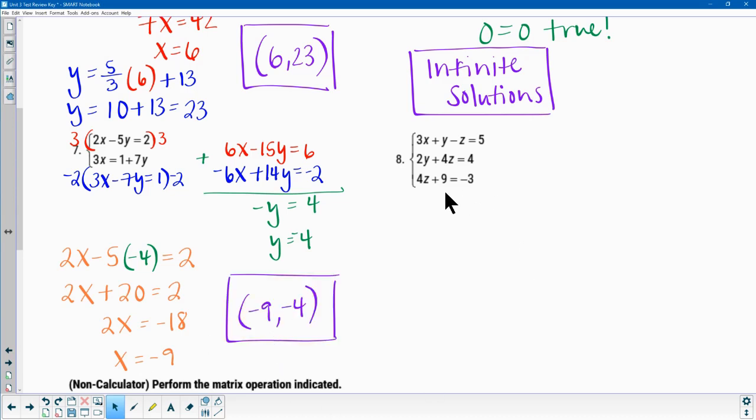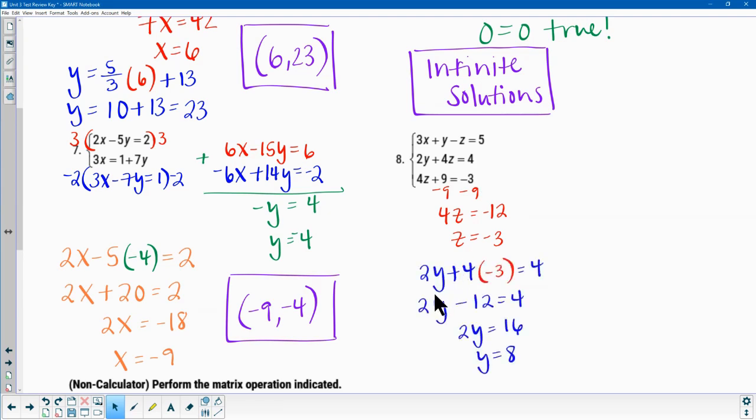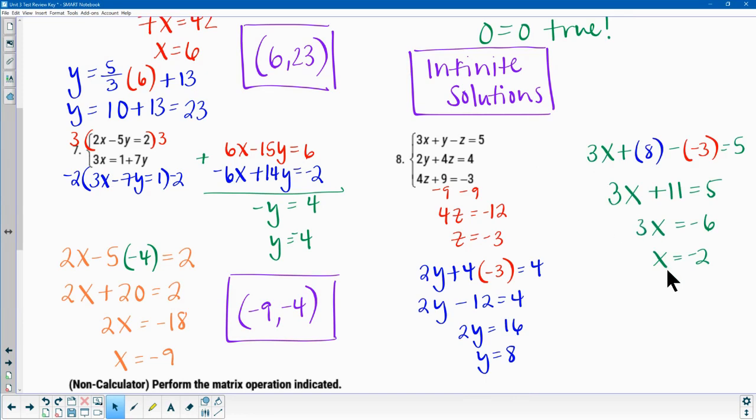Now for number 8, it's a 3-variable system. So you want to solve for one variable first and work your way back up. What I did first is solve for z by subtracting 9 from both sides, which gave me 4z equals negative 12. So z should equal negative 3. Now I'll use z equals negative 3 to plug into this second equation. That's going to give me y equals 8. Going to use 8 and negative 3 to plug into the first equation, which is going to give me x equals negative 2. Remember, you're going to write your answer as an ordered triplet.